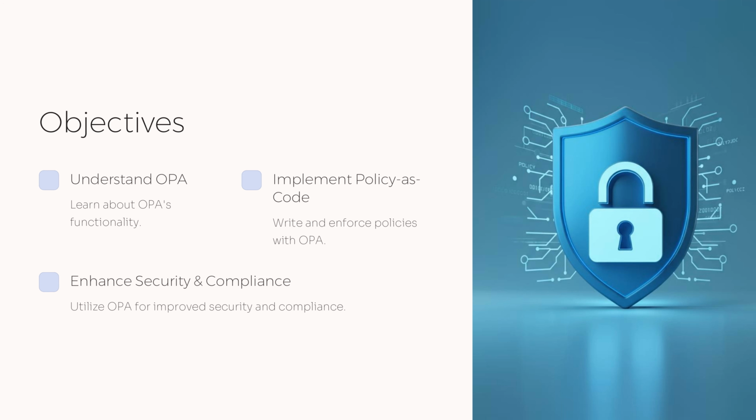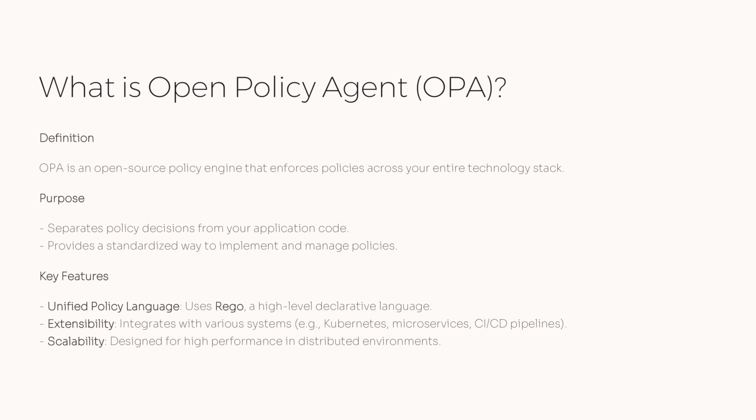In this section, we will focus on the objectives of integrating Open Policy Agent, OPA, into your systems. Firstly, you'll gain an understanding of OPA and its key functionalities. This foundation will enable you to effectively implement policy as code, which is crucial for writing and enforcing policies using OPA. These policies will help you enhance security and ensure compliance within your software systems. By the end of this module, you'll be equipped to leverage OPA to address the complex security and compliance requirements of modern infrastructure.